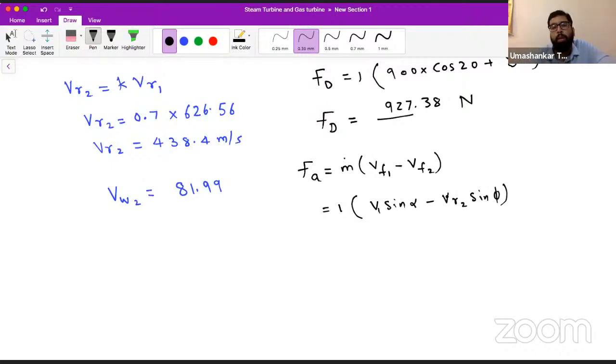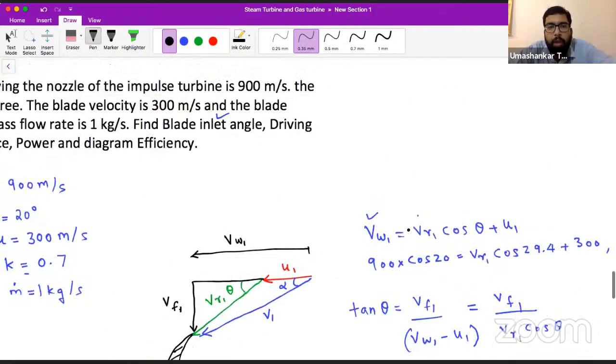So according to you guys, this FA is coming out to be 92.38. Please, the students who are live, please suggest me. I'm just writing the values you are telling me. I'm not making calculation by myself, so I'm trusting upon you. If there is a calculation mistake, do tell me. But the motive is to make you understand the procedure of solving the problem of velocity triangles of impulse turbine.